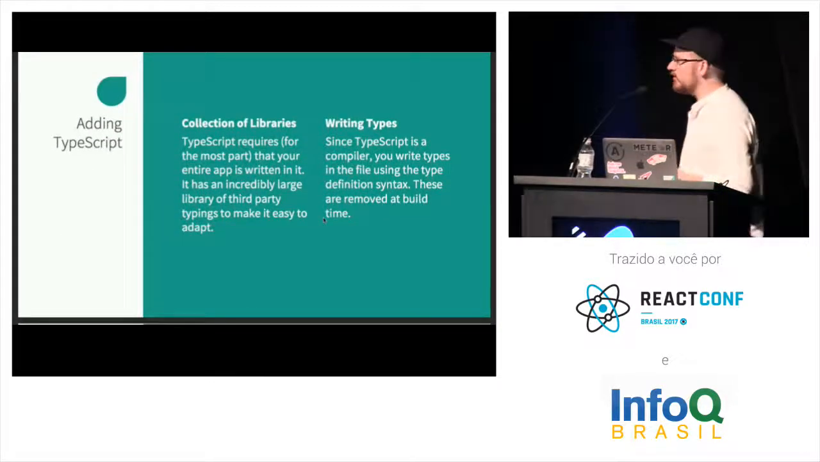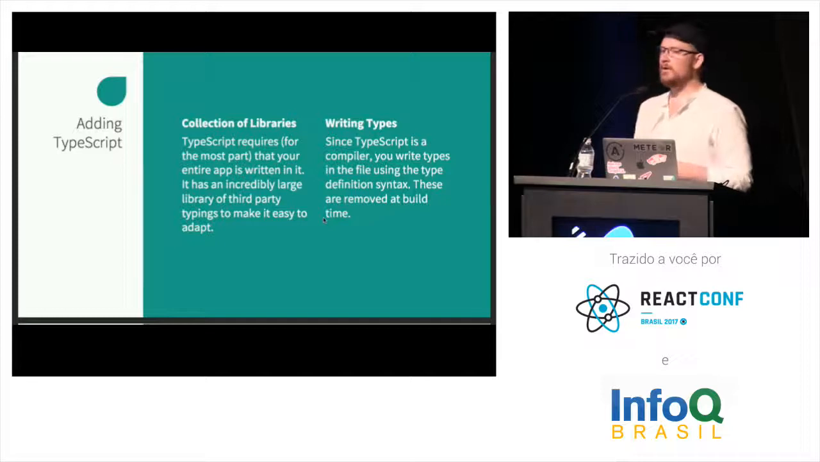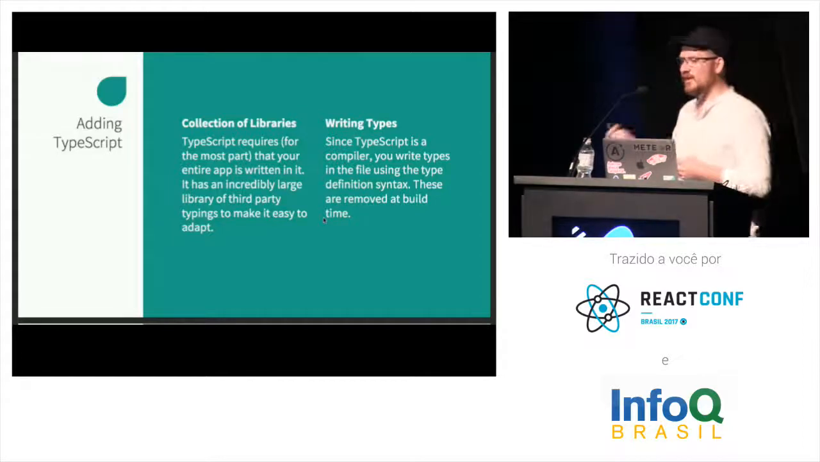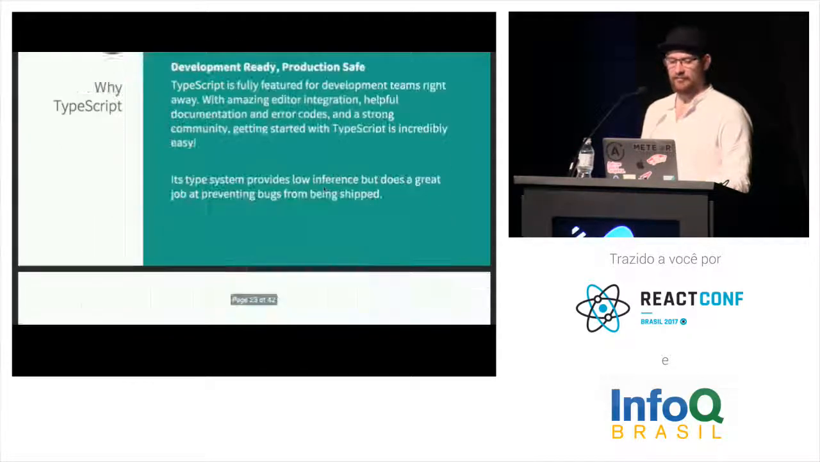Adding TypeScript is pretty easy. For the most part, it requires that your entire app is written in TypeScript, but don't let that scare you because you can do it without that. And there's an incredibly large public set of definitions for TypeScript. Essentially, if you're using anything from NPM, there's a good chance there's already a TypeScript definition for it, and you can just use it. I've seen a lot of times where just by doing that, you start to catch bugs because you didn't realize how that library was expecting your code to be used with it. That's really powerful. And then you just write types in line in the code, and I'll show you what that looks like.